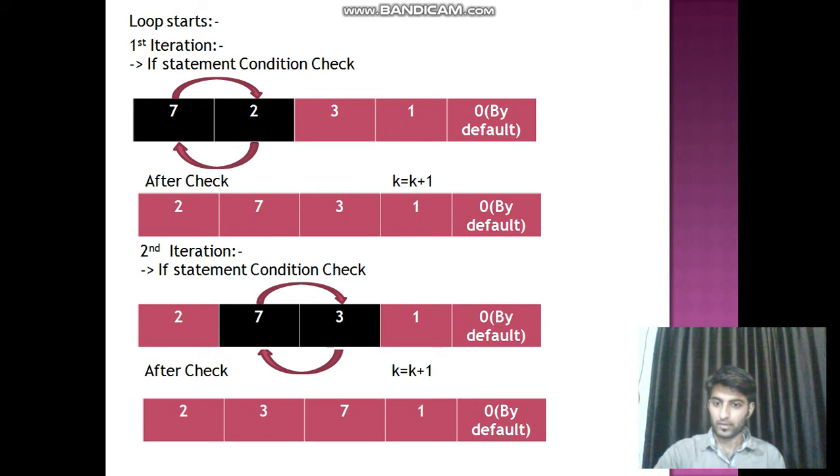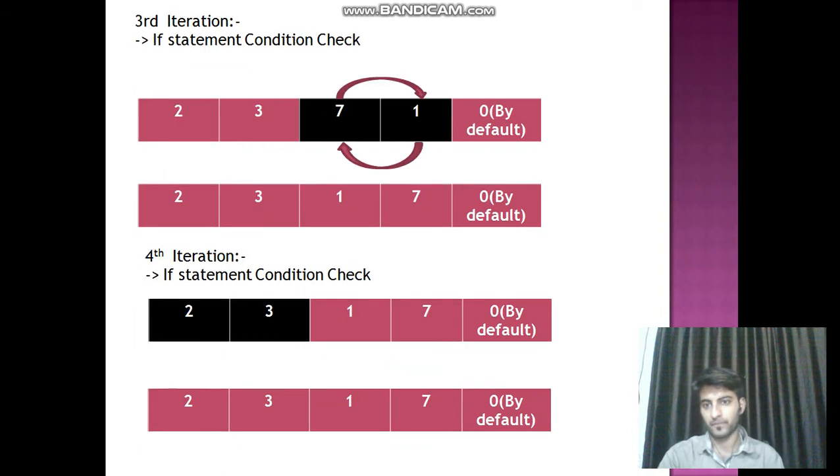Then successively it takes the next two values, checks the condition, and swaps if the previous value is greater than the succeeding value, and further increases the value of k. Likewise, it takes the next two numbers, checks, and if the condition is satisfied, then it swaps. This is one shot of the for loop, in which 3 iterations occurred.